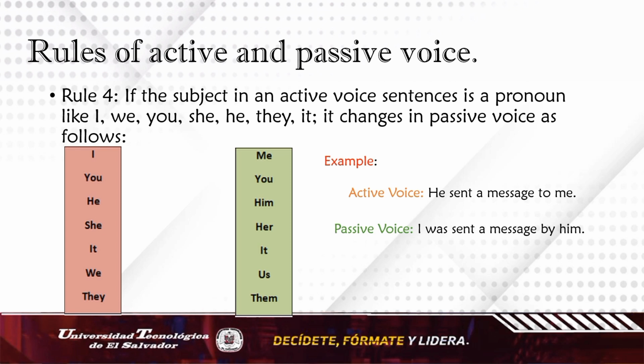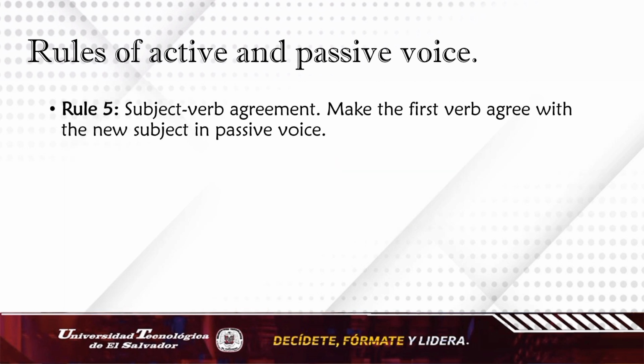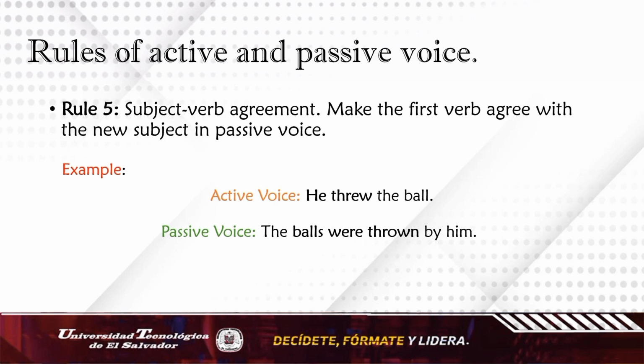Rule 5. Subject-verb agreement. Make the first verb agree with the new subject in passive voice. For example, he threw the balls. In passive it would be, the balls were thrown by him.